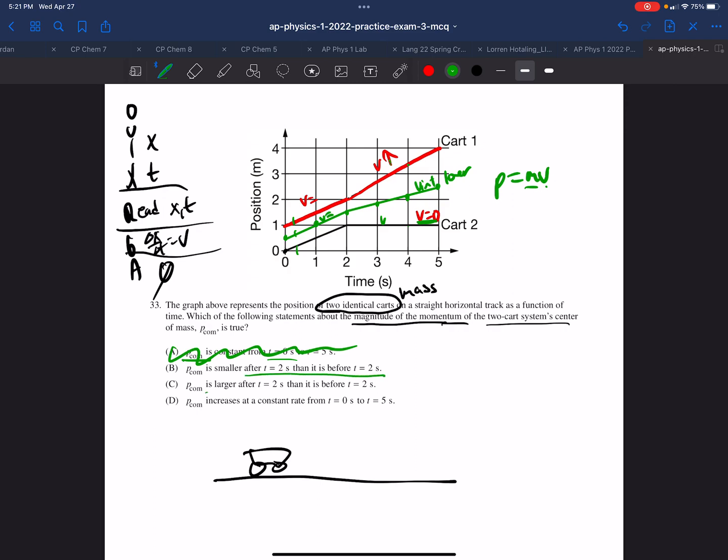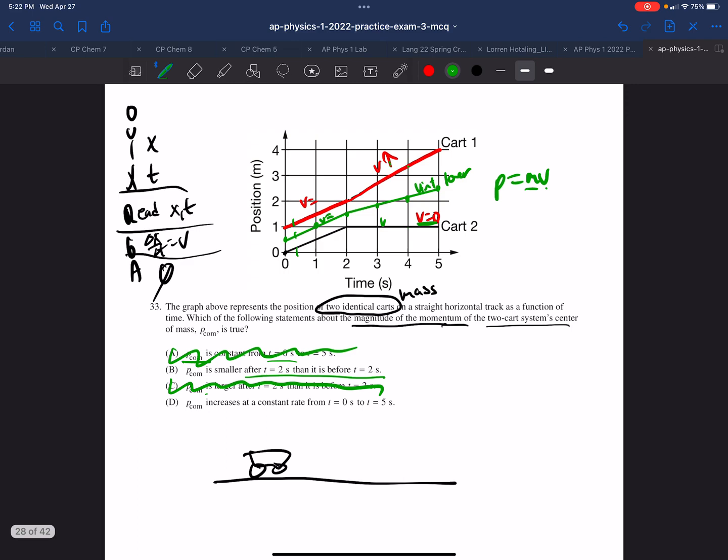Is it larger after 2 seconds? No, that would need a steeper slope. So C is out. The momentum of the center of mass increases at a constant rate from t0 to t5 seconds. And that's definitely not the case, because there is this p equals mv value.